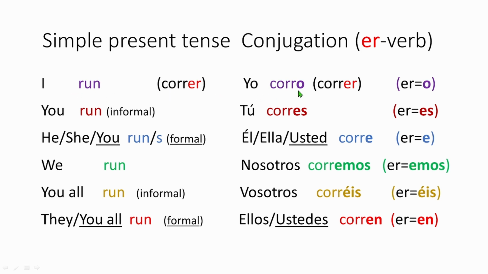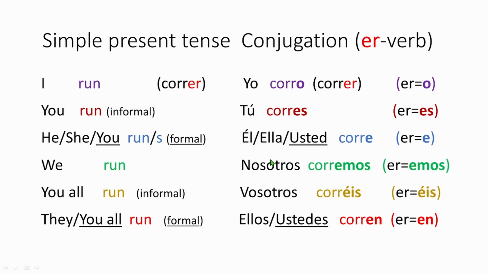So we say yo corro. In Spanish, yo corro, you know what's the change? ER is replaced with O. See? Correr, corro. You run, tú corres. Again, ER is replaced with ES. He, she, or you run, we say corre. ER is replaced with E. Él corre, he runs, ella corre, she runs, usted corre, you run.